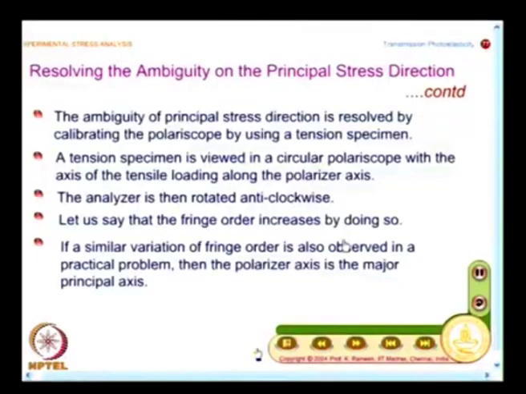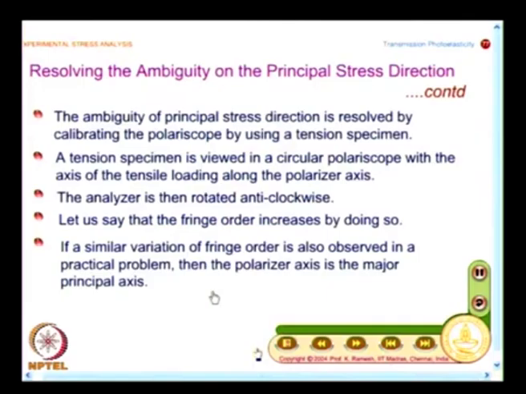I go to an actual experimental model, identify a point of interest, and then rotate the analyzer. If the fringe order increases, then I say the polarizer axis coincides with the major principal stress direction. So, this is the kind of calibration. What is summarized here is that if a similar variation of fringe order is also observed in a practical problem, then the polarizer axis is a major principal axis.